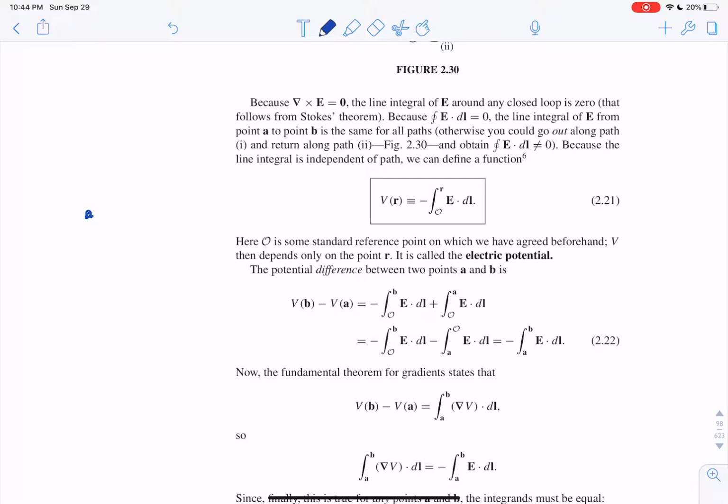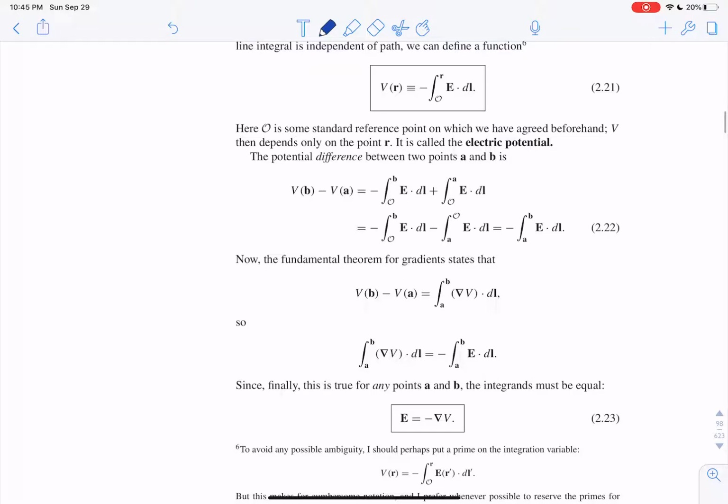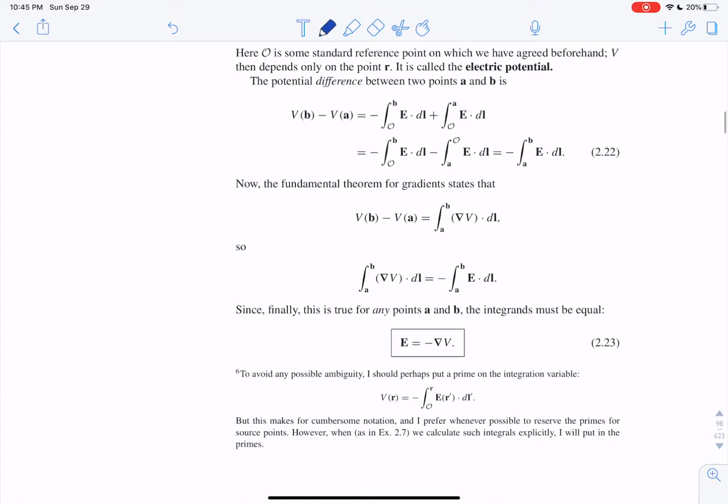So for a point charge electric field, E dot dl, integrate from 0 out to some r, and that will give you the total amount of electric field you've waded through, and that's what this integral is called. The difference, once you get your function of the potential at B minus A, is just the integral from A to B of E dot dl.